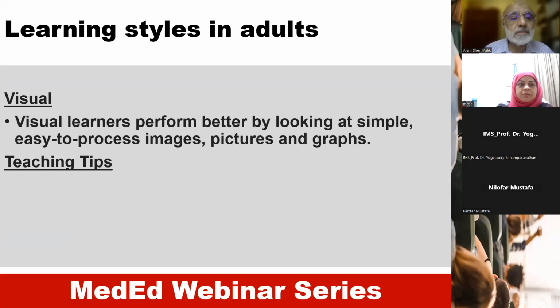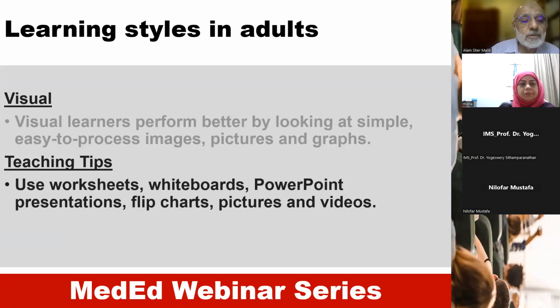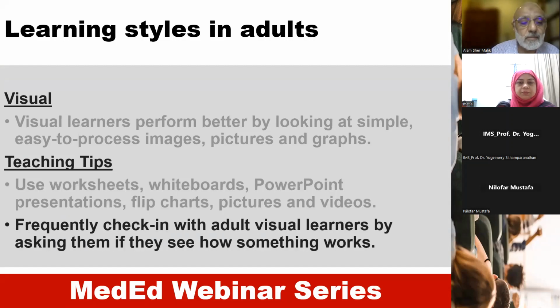The visual learners perform better by looking at simple, easy to process images, pictures, and graphs. Teaching tips for visual learners include use worksheets, whiteboards, PowerPoint presentations, flip charts, pictures, and videos, and frequently check in with adult visual learners by asking them if they see how something works.